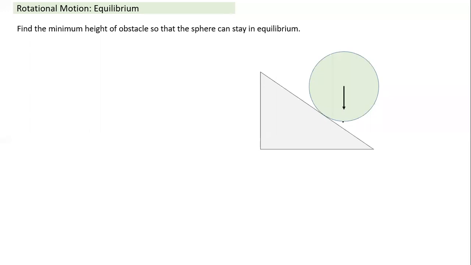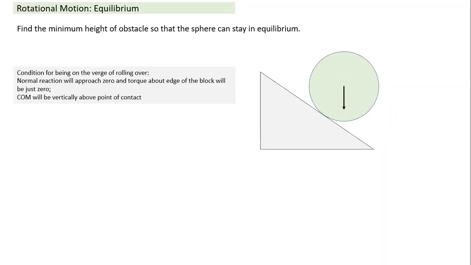So we are keeping an obstacle here. If we leave it like this, of course, it will start rolling. If I keep a small wooden block here, it will just ride over the block. I have to have a minimum height of the block to keep this sphere at rest on an inclined plane. Okay, let's understand.